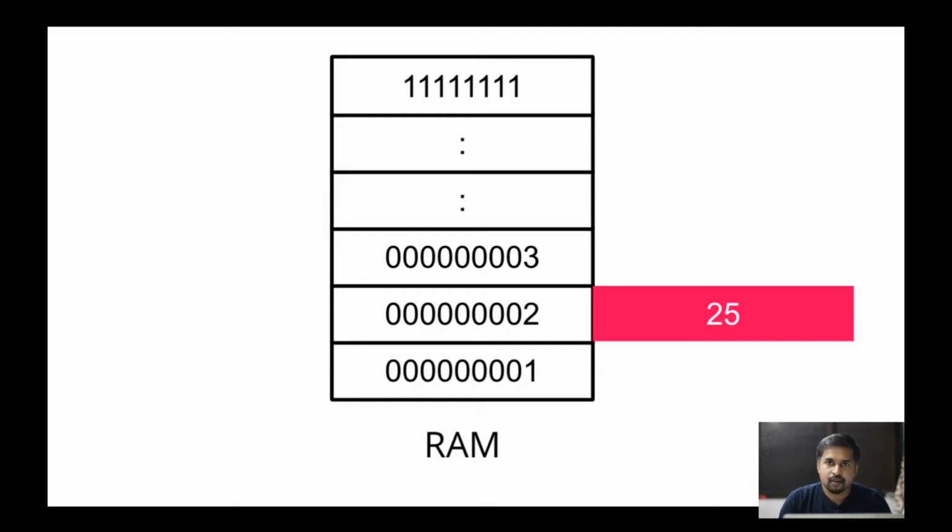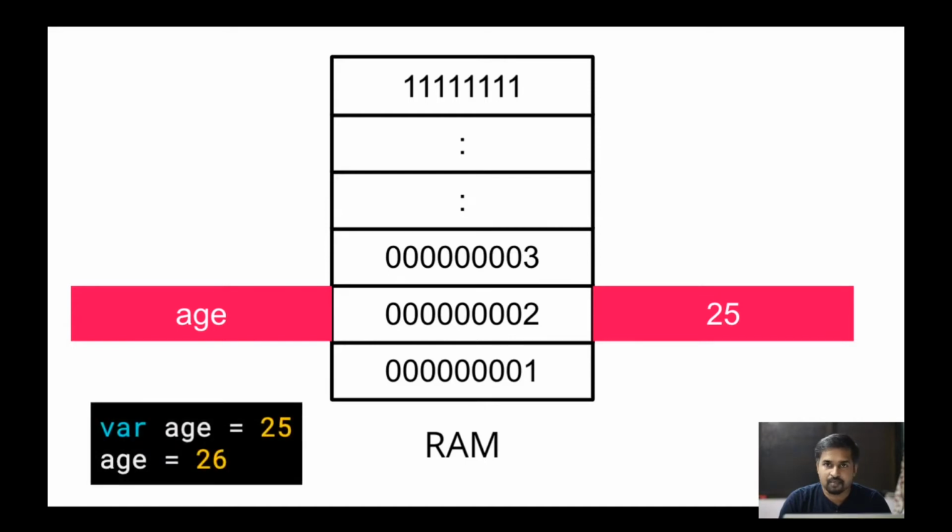So let's say we call this particular memory block age. In JavaScript, you can do something like var age equal to 25, and let's say in the next year, you can update it to age equal to 26. So it allows us to do something like this.